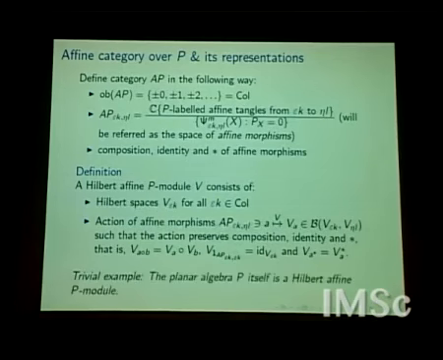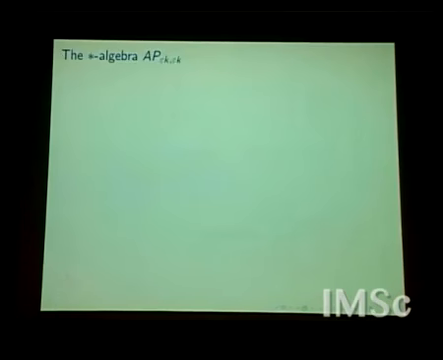A trivial example will be the planar algebra P itself. If you take V epsilon k to be P epsilon k, and take the action as follows: these affine tangles can also be viewed as normal tangles, and they have an action on these planar algebra vector spaces. So that will be the trivial example. Okay. Now how do we build all these Hilbert affine P modules? We got just one trivial generic example of affine P modules.